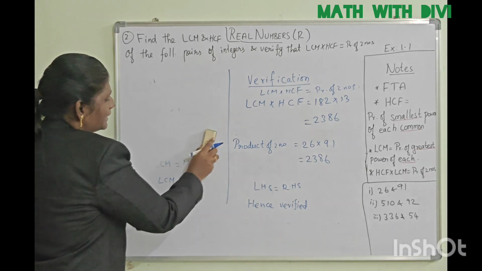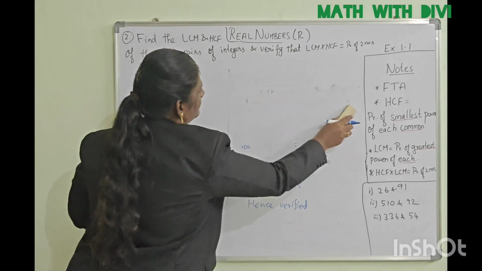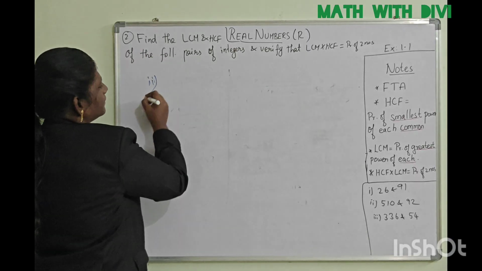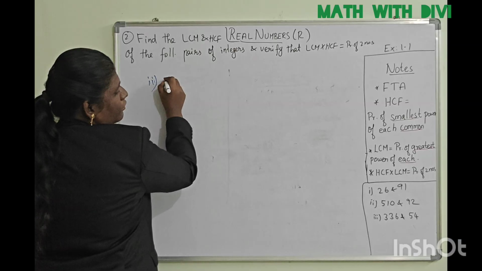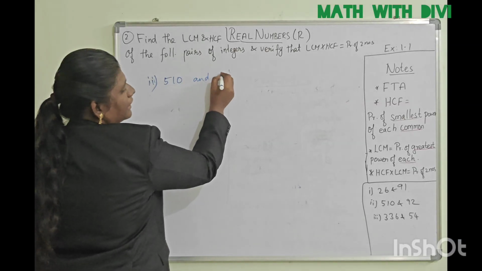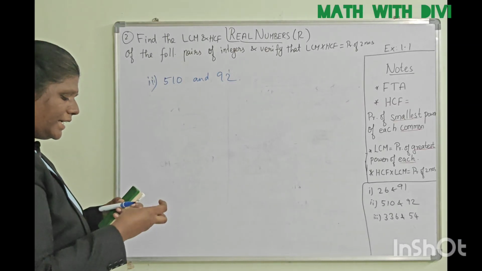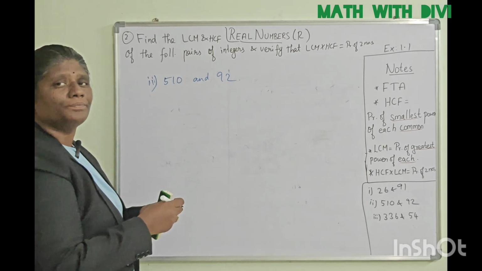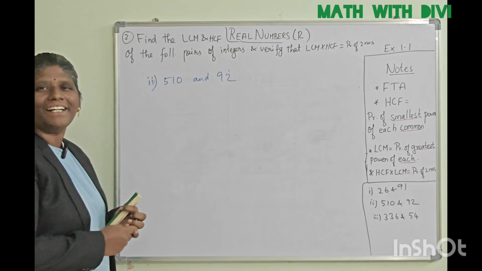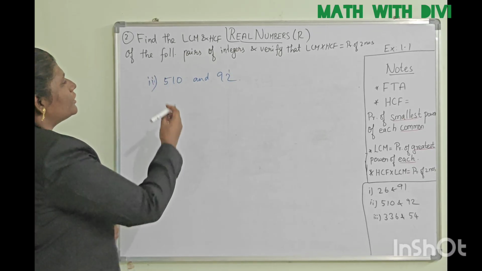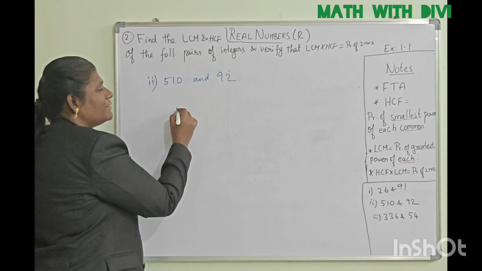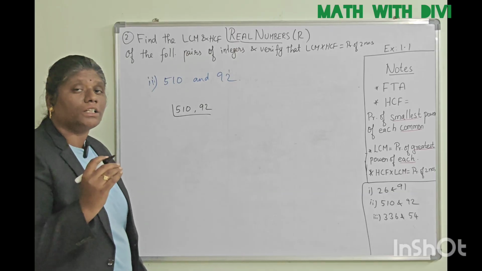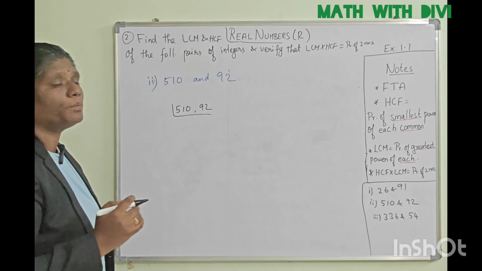Now the second sum is 510 and 92. Okay, let's check it. The next sum is 510 and 92. Here also we are going to find the HCF and LCM. 510, 92. As usual, what is the common factor for both? That has to be taken.